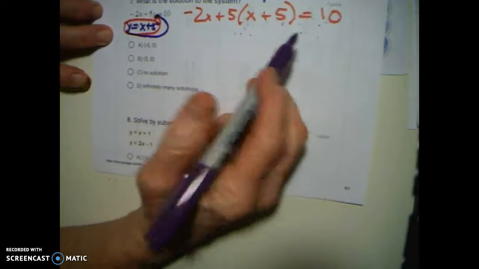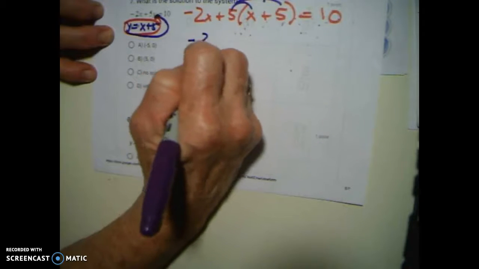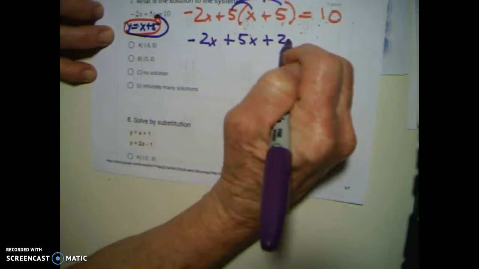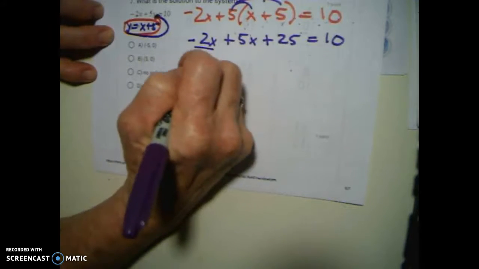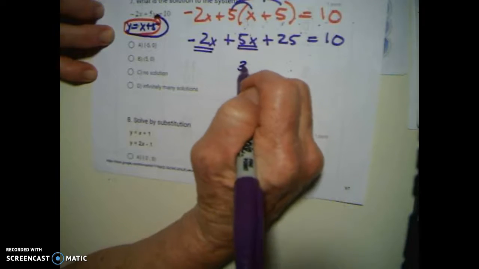X plus 5 equals 10. Now I have to do a little distributive work here. I have negative 2x plus 5x plus 25 equals 10. I'm going to combine some like terms. Negative 2x and 5x is 3x.